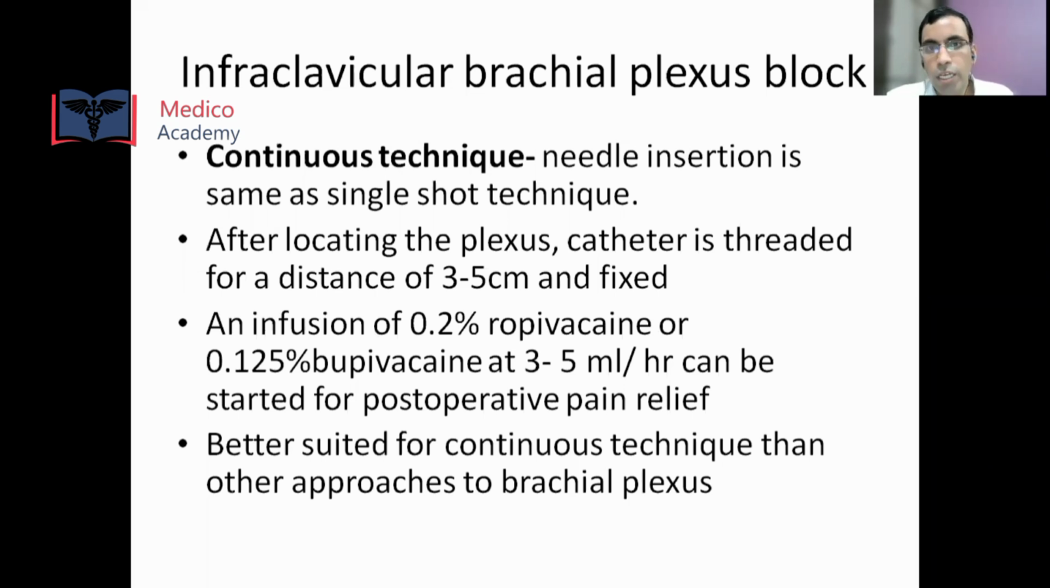For continuous infraclavicular brachial plexus block, the needle insertion is the same as a single shot technique. Again, once the plexus is located, the catheter is threaded for around 3 to 5 centimeters beyond the tip of the needle and then fixed with a sterile adhesive tape. An infusion of 0.2% ropivacaine or 0.125% bupivacaine at around 3 to 5 ml per hour can be started for post-operative pain relief.